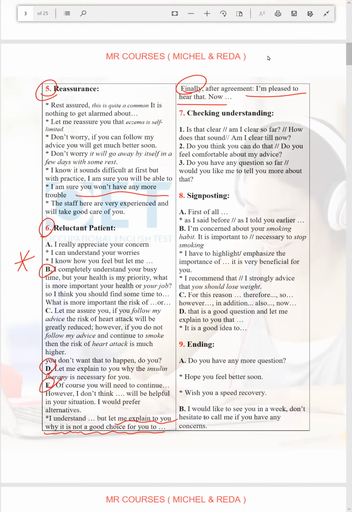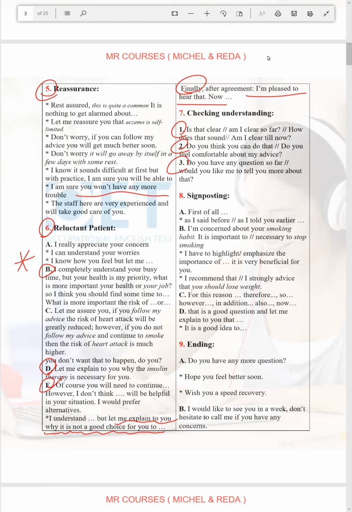Yeah, I think that's better. Check the understanding. Is that clear so far? Do you think you can do that? By the way, I'm recording the lectures for you, and I will give you the link. Don't worry.